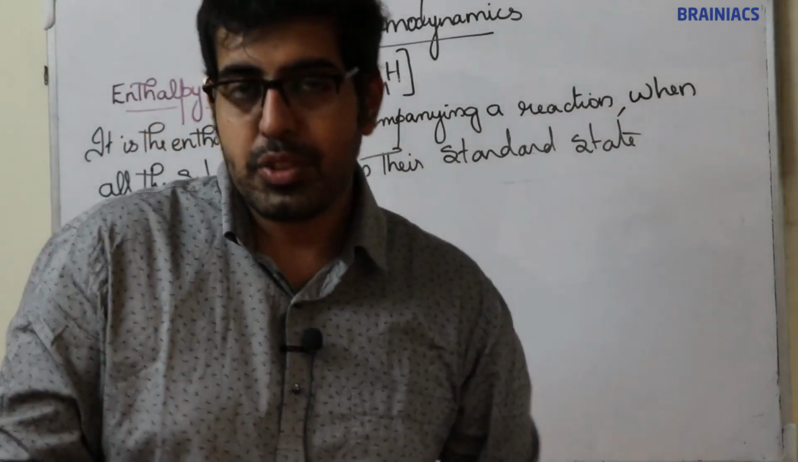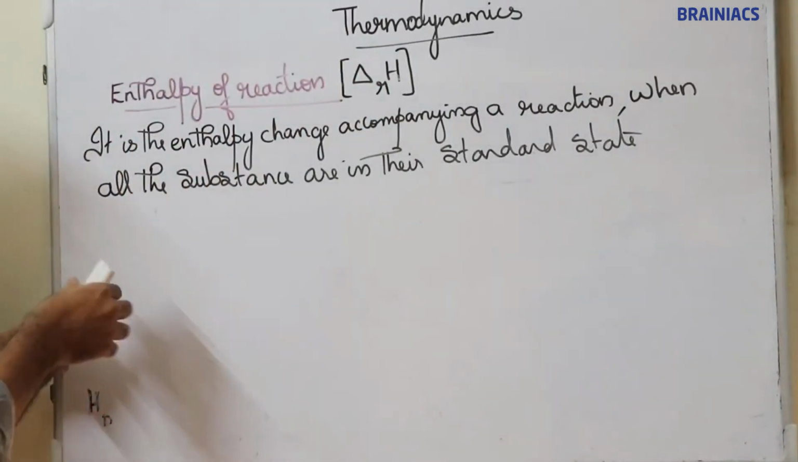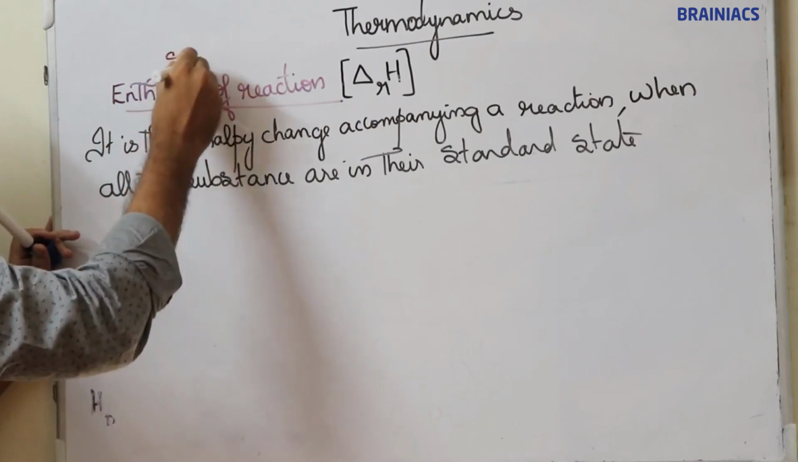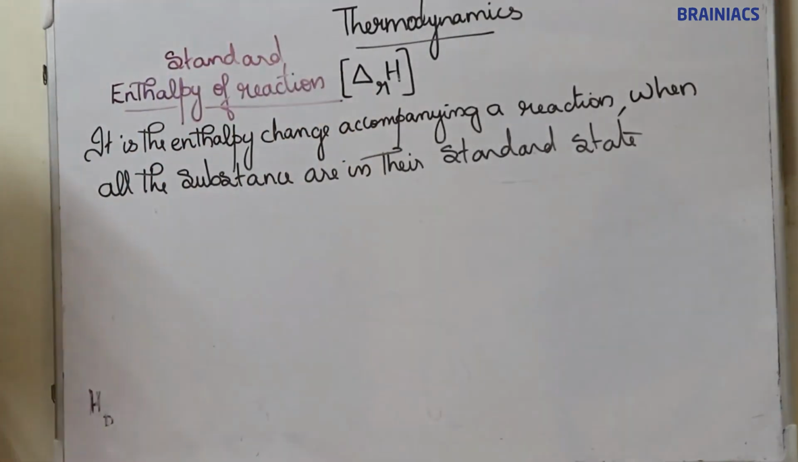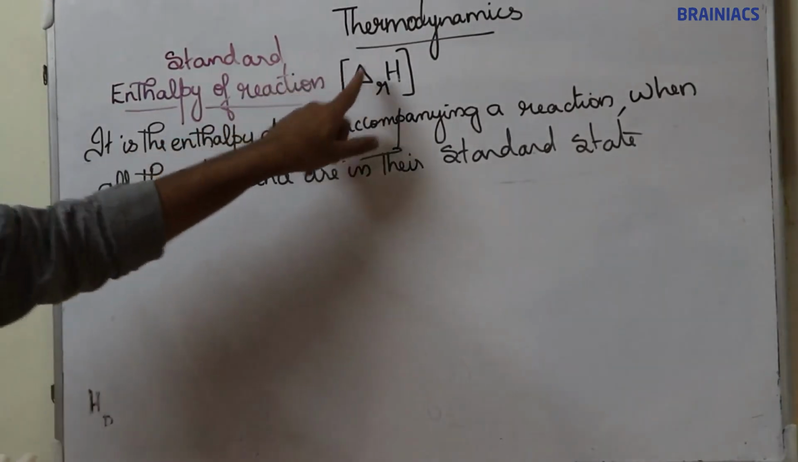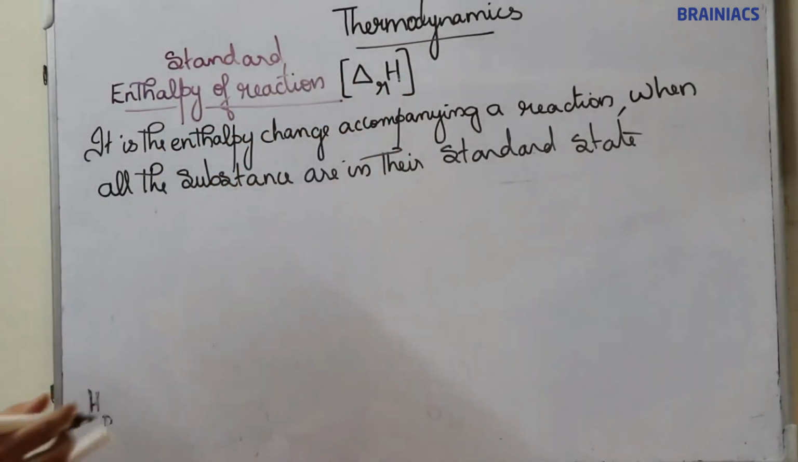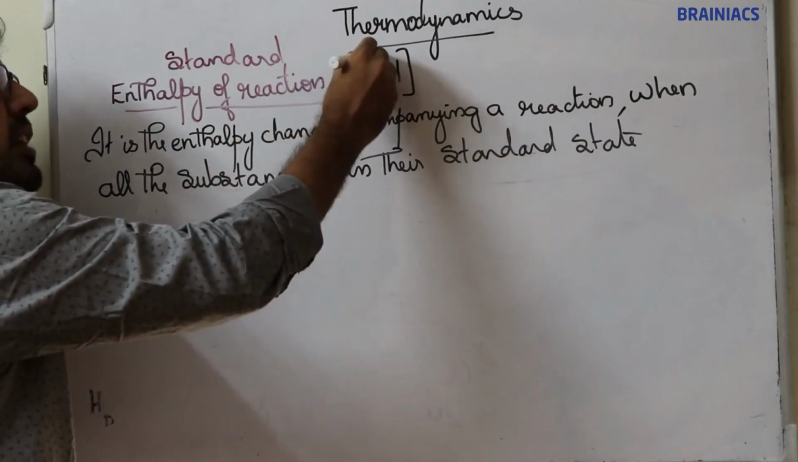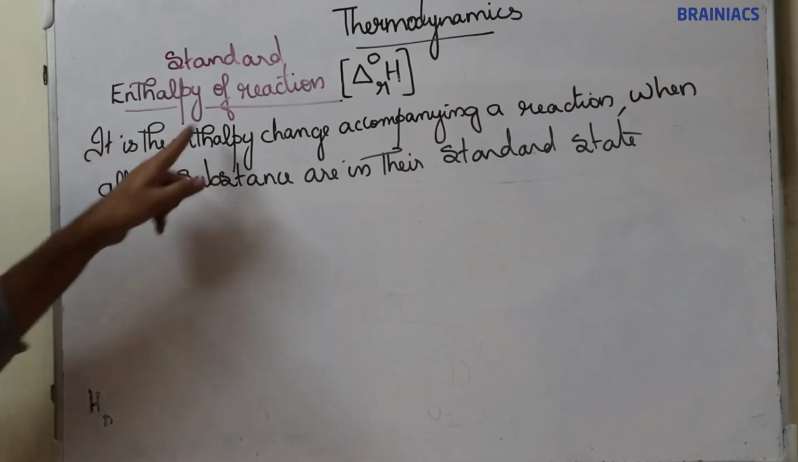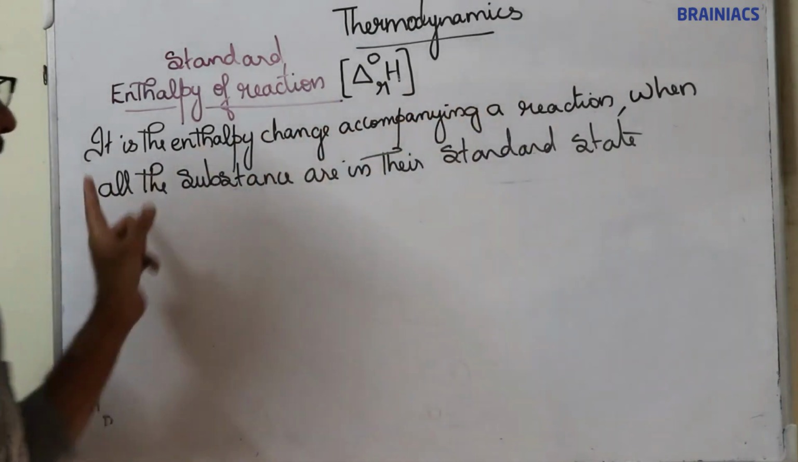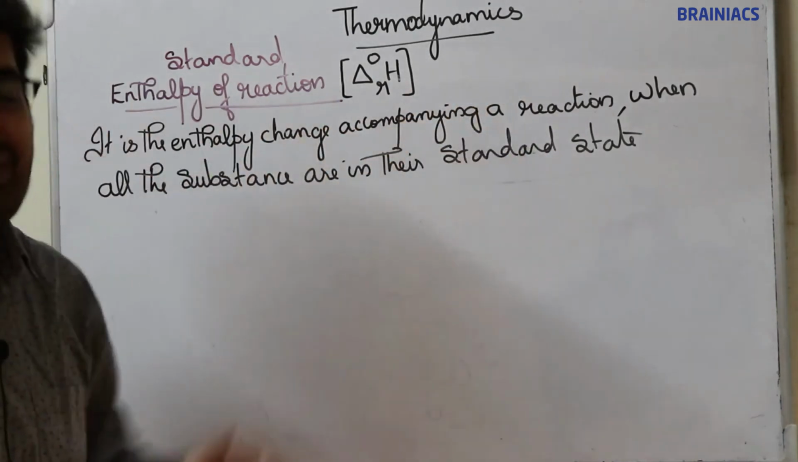Moving on to the next topic, standard enthalpy of reaction. Enthalpy of reaction is represented by delta HR. For standard enthalpy, we have to write a 0 here. Now, what is standard enthalpy of reaction? It is the enthalpy change accompanying a reaction when all the substances are in their standard state.